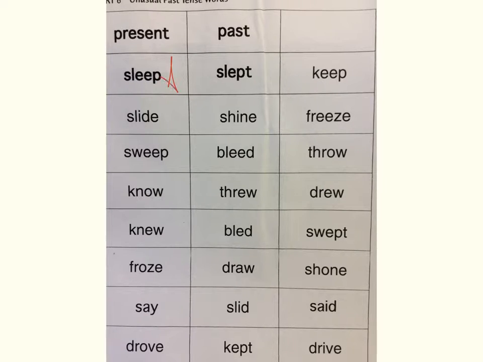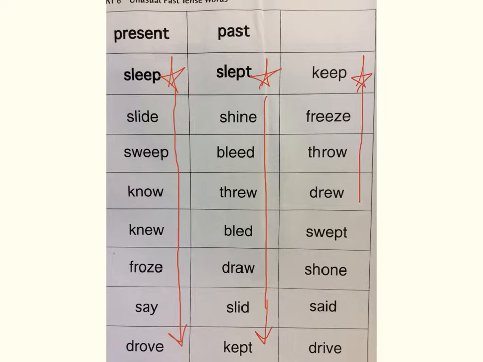So in my first column I have sleep, slide, sweep, know, knew, froze, say, drove. Then I have slept, shine, bleed, through, bled, draw, slid, and kept. Then I have keep, freeze, throw, drew, swept, shown, said, and drive.